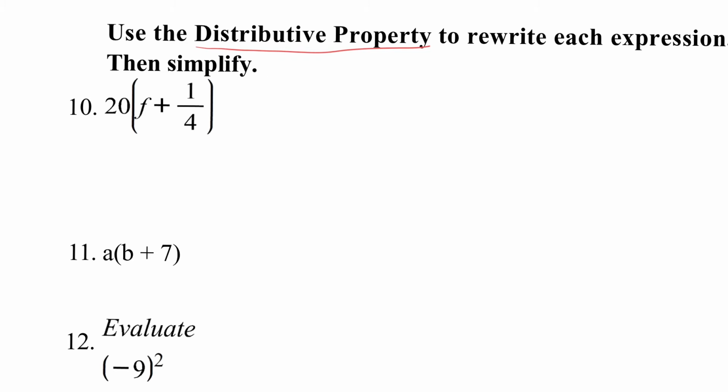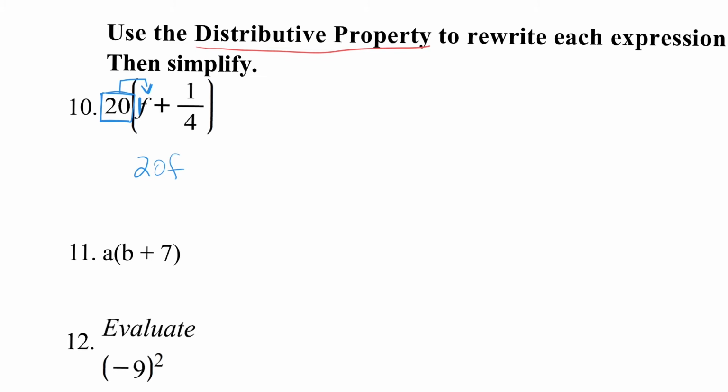So you guys are going to take the number outside. So here's a 20 outside of the parentheses. And you're going to distribute, you're going to multiply by what's inside. So let's go ahead and multiply first the 20 times the f. Remember, f has an invisible 1. So 20 times 1f, that is 20f. 20 times 1 is 20, and you guys keep the variable.